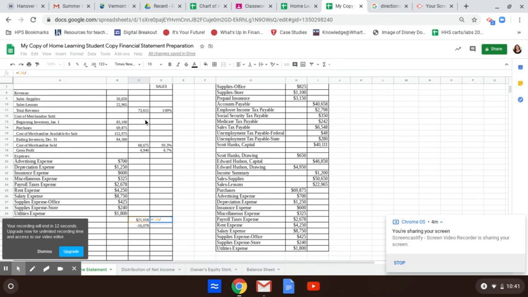And I don't know if I'm going to make it. I literally have 10 seconds left. Equals each number divided by sales gives us the percentage available for each.